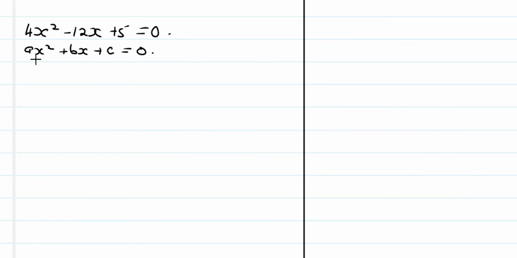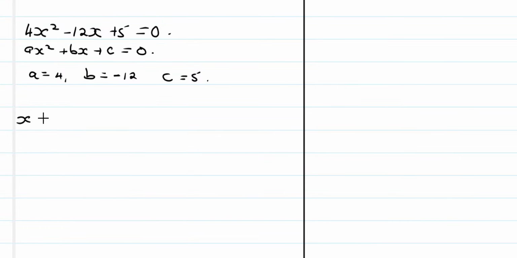As usual, the first step is to find the coefficient of x squared, which gives us a, and our a is 4 here. Then we get the coefficient of x, which is b, and our b is negative 12 here. And then we get our c, which is 5. From there, we have all the values, so we can apply them in the formula.